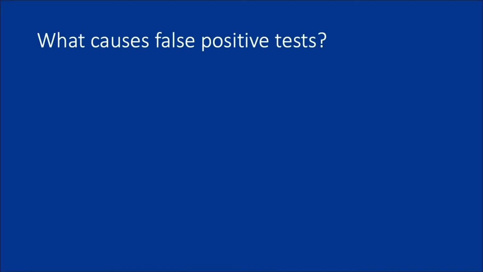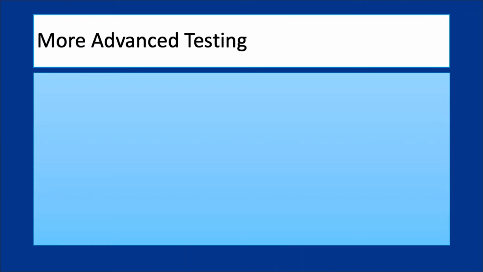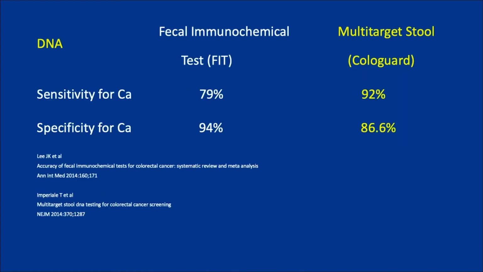Iron does not cause false positive tests, but because of the predictive value of a Hemoccult and the diet that's involved, there are additional things that we're looking at, and that's why my society is recommending more advanced testing.